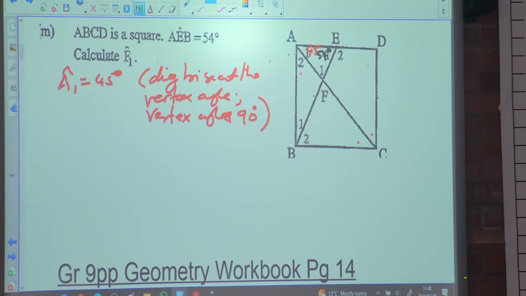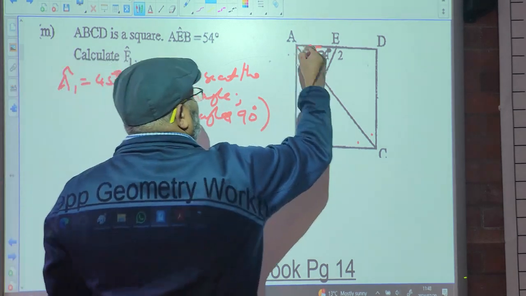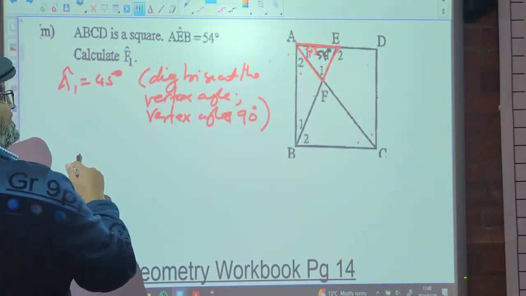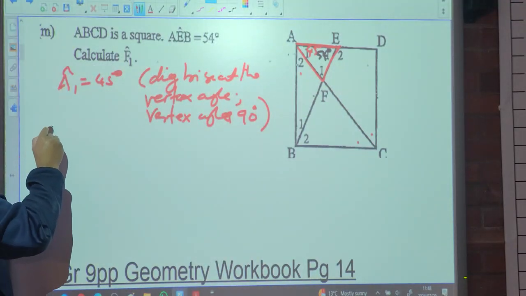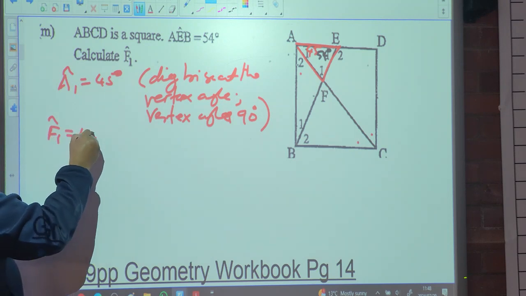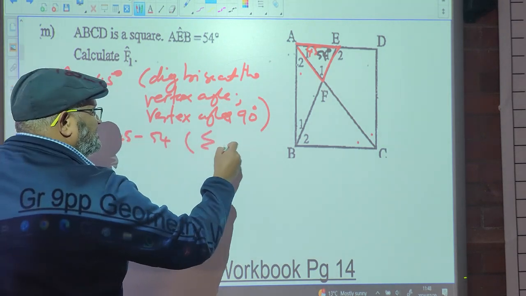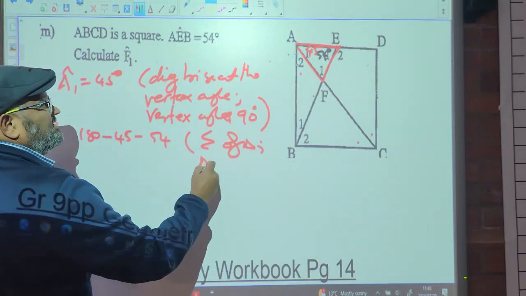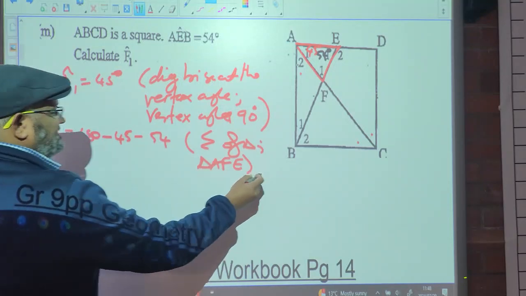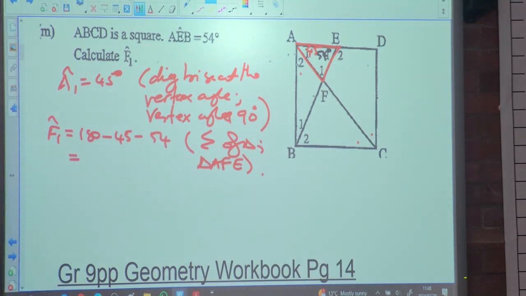Okay, nice, well done. Now what? How do we calculate F1? Summing triangles. So angle F1 is equal to 180 minus 45 minus 54. Why? Sum of angles in a triangle, and this triangle, AFE. Which gives you an answer of?